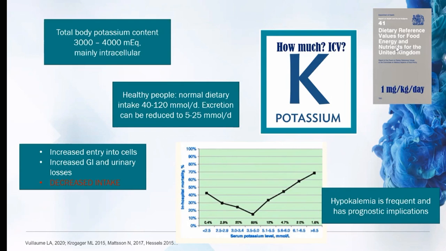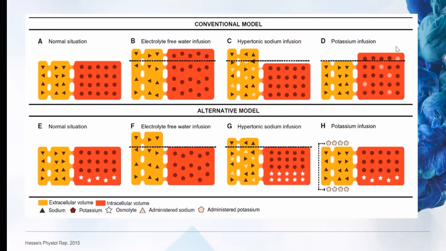We have to acknowledge that the normal intake of potassium is 1 millimole per kilogram per day, and that hypokalemia as well as hyperkalemia is quite frequent in critical care and has prognostic implications, not only in critical care but also in the hospital. I'm not going to elaborate on this model, but we all know that potassium is a mainly intracellular ion. It's always a little bit strange that we don't seem to regulate intracellular volume that much. It increases and decreases with the amount of fluids we give.